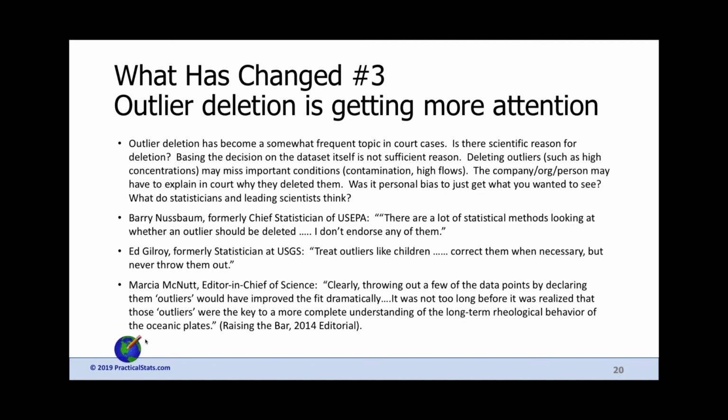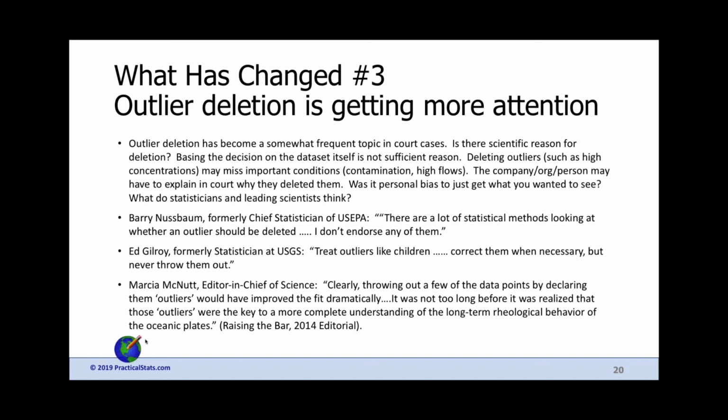So here's a statement from the former chief statistician of USEPA: There are a lot of statistical methods looking at whether an outlier should be deleted, and I don't endorse any of them. Or from a reputable statistician who used to work at the USGS, Ed Gilroy, one of my favorite quotes of all time, as a matter of fact: treat outliers like children, correct them when necessary, but never throw them out.